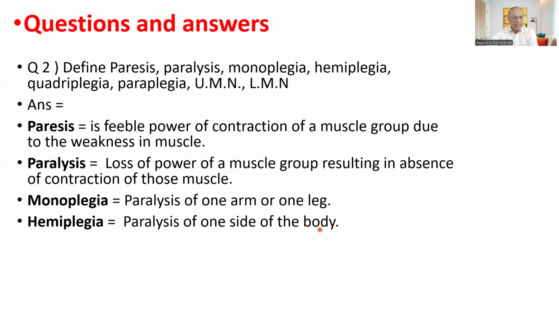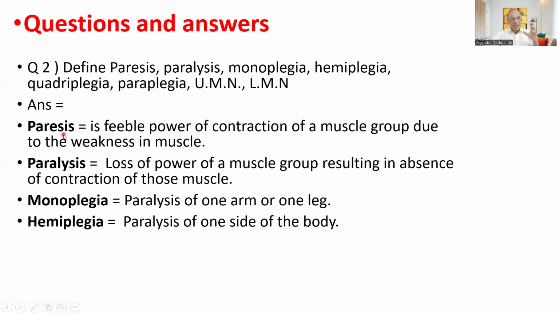Next question in the examination, define paresis, paralysis, monoplegia, hemiplegia, quadriplegia, paraplegia, UMN, LMN. The student will answer one by one. He should remember all these definitions. Paresis. What is paresis? There is a difference in paresis and paralysis. Paresis is a feeble power and here loss of power.